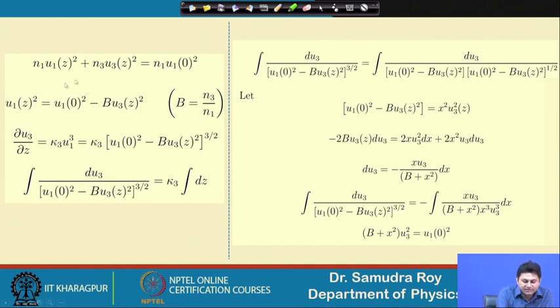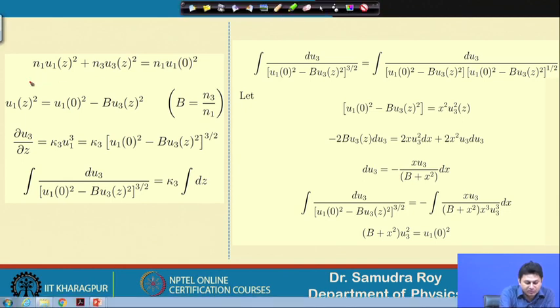So, this is the expression that we have just derived. Now, from here we can write u1 in terms of u3. So, u1 square is u1 0 square; I divide everything by n1 and put the u3 term on that side. I write the ratio of n3 and n1 as a constant b. So, u1 square is now equal to u1 0 square minus b u3 square.